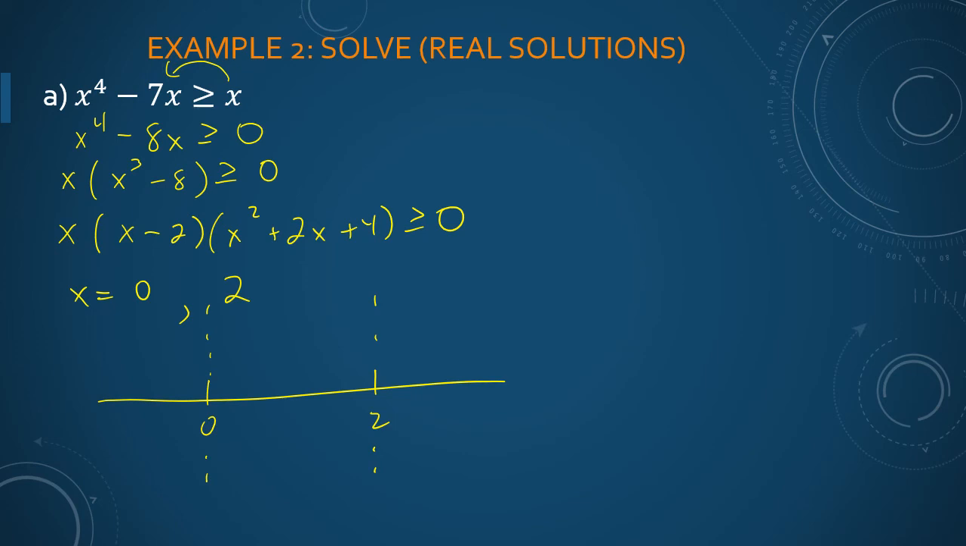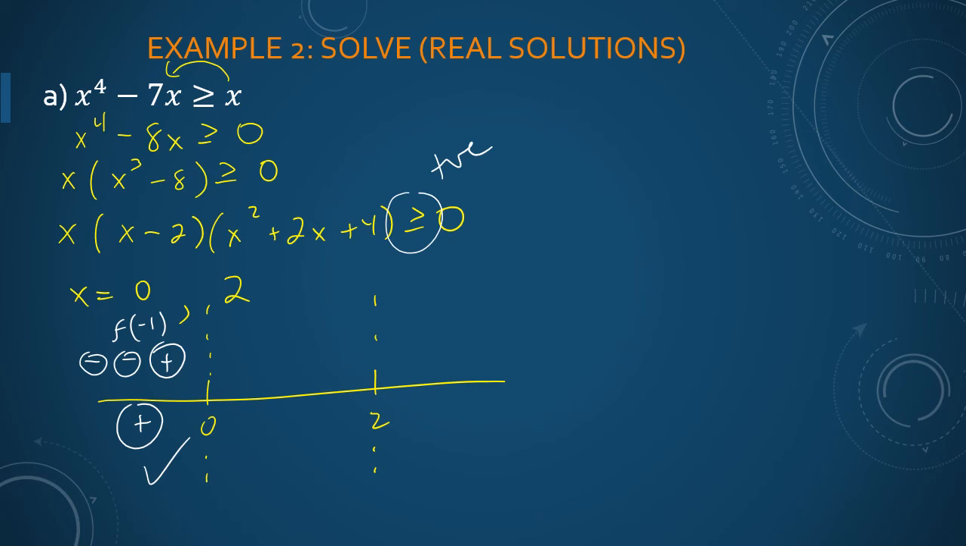Pick a number less than 0, -1. Now we have 3 factors, so you should have 3 things here. Negative, negative, positive, which is an overall positive. And we want something that is greater than or equal to, right? So this is, in other words, something that is positive. So that is a solution.